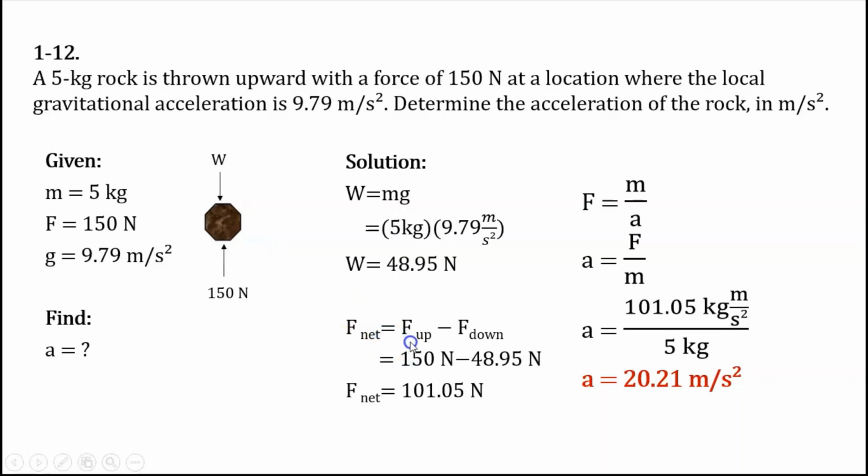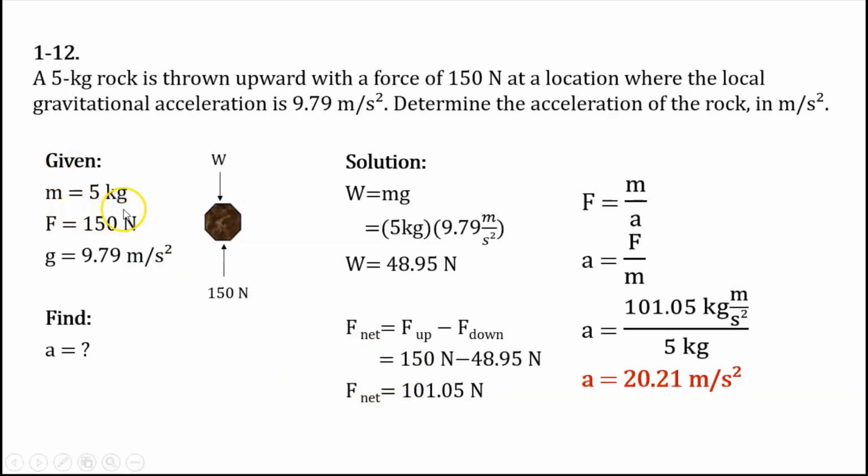So we have now the upward force minus the downward force. So plugging in the values, we have the upward force, which is 150 Newton, minus the downward force, which is the weight, equal to 48.95 Newton. So we have now the total net force acting on the rock, which is equal to 101.05 Newton.